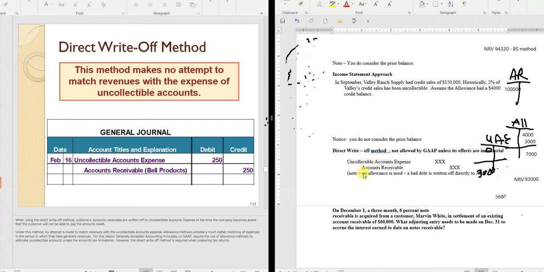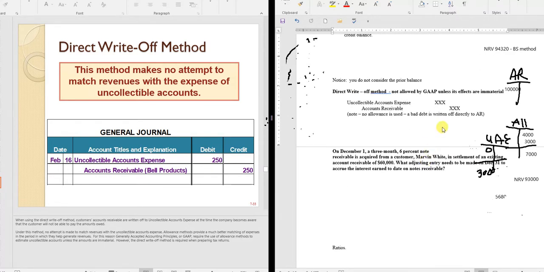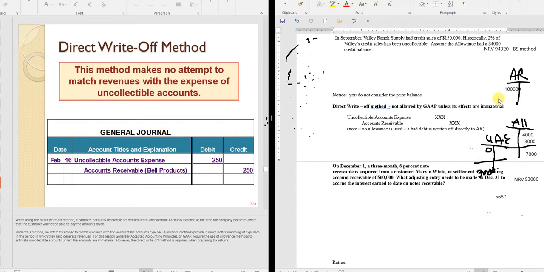So this method, we show it in this book. You need to know it exists. You need to do some in your homework. I won't necessarily test you on it because it's not allowable by GAAP unless its effects are immaterial. And why its effects would be immaterial is if sales on account is so low compared to overall sales, it wouldn't really matter if you did it wrong, because remember, we ditched the last 6 zeros on financial statements anyway, and so chances are that if you have very few sales on account, it's not going to affect your numbers in the rounding part.